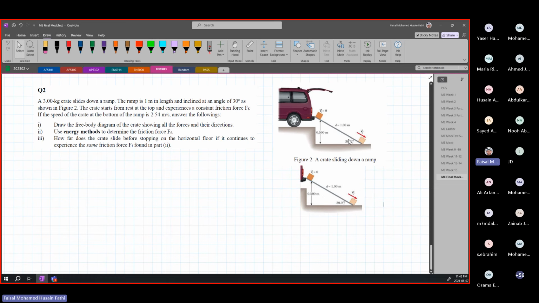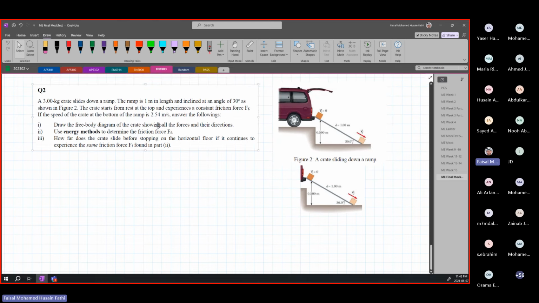So you have a ramp where you have a box on the ramp. It is falling off, right, starting from this point, ending at this point. The distance it covers is 1 meter and inclined at 30 degrees. The crate starts from rest at the top and experiences a constant friction force F. So there is a friction force. We're not neglecting friction in this case. If the speed of the crate at the bottom of the ramp is 2.54 meters per second, answer the following.